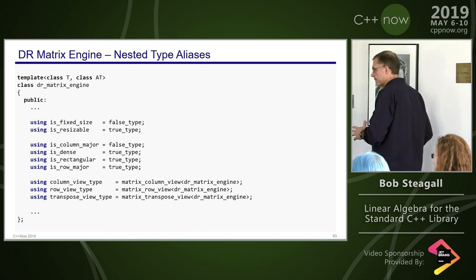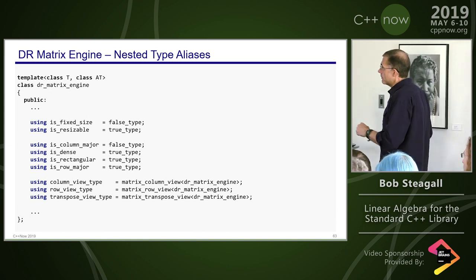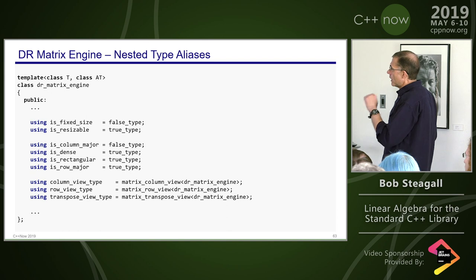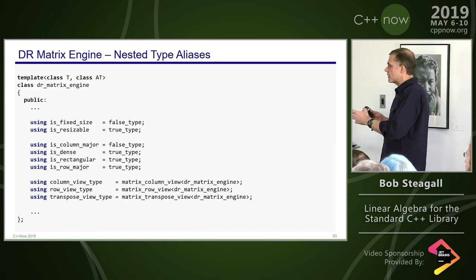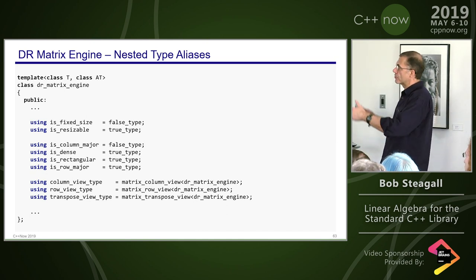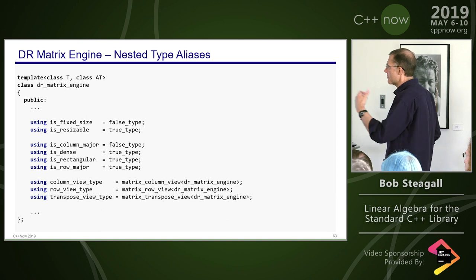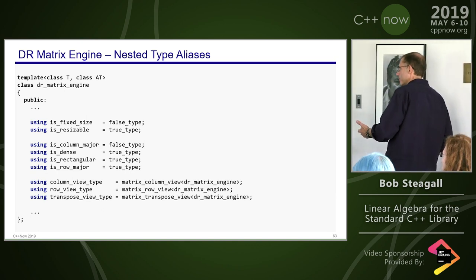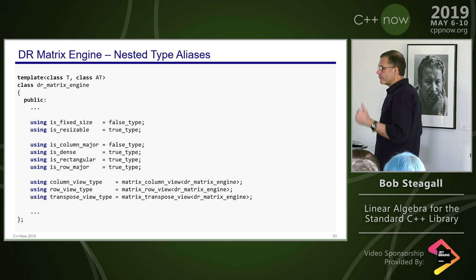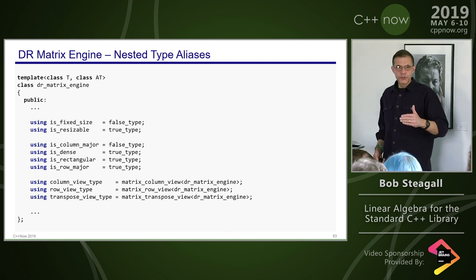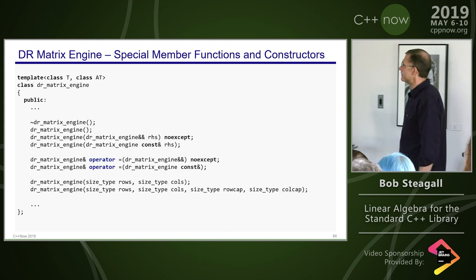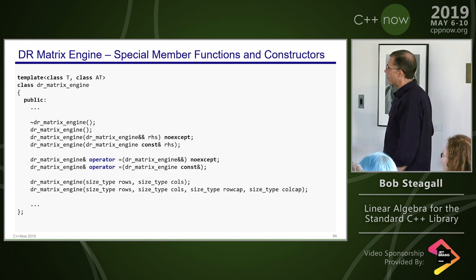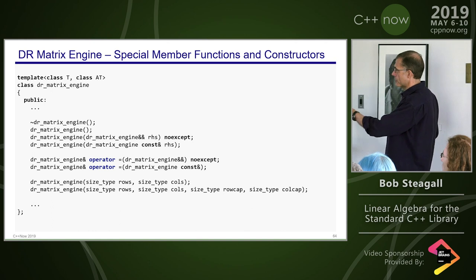We also define view types. And the view types are instantiated in terms of the engine. So our column view type is the matrix column view class instantiated in terms of this engine. Same thing with row view and transpose view. All of the view types are parameterized in terms of some engine over which they provide a view. And then we've got the special member functions and constructors.